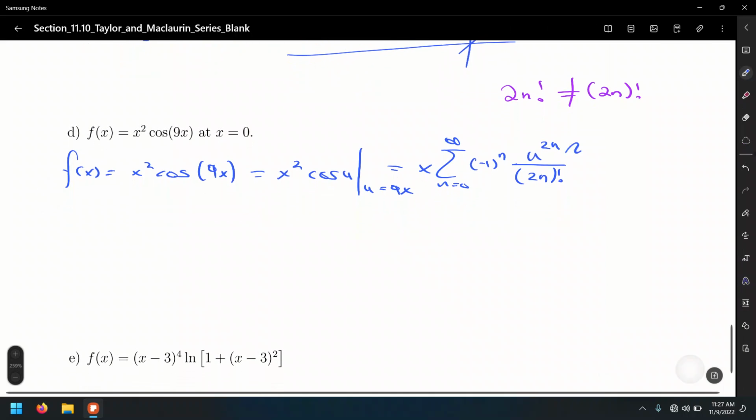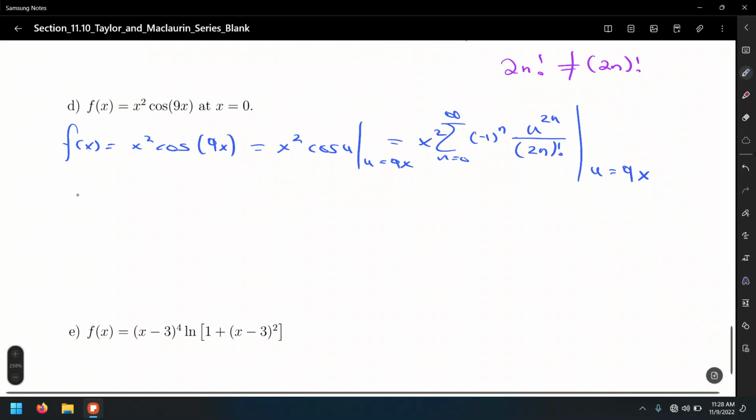And our u equals 9x. So this is 9x, and well, all we have to do is, yes, there's the x squared, and that's supposed to be squared. Thank you. So just back substitute. At the same time, I'm going to introduce the x squared factor. That's going to be 9 to the 2n over 2n factorial.